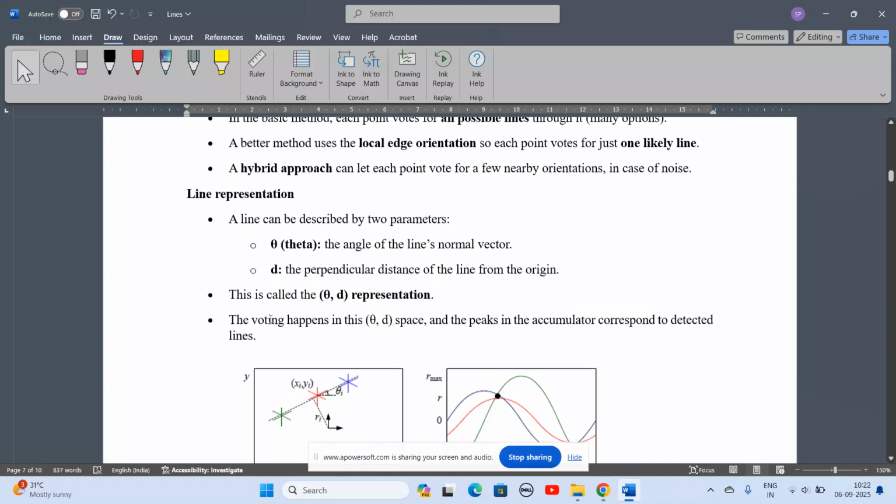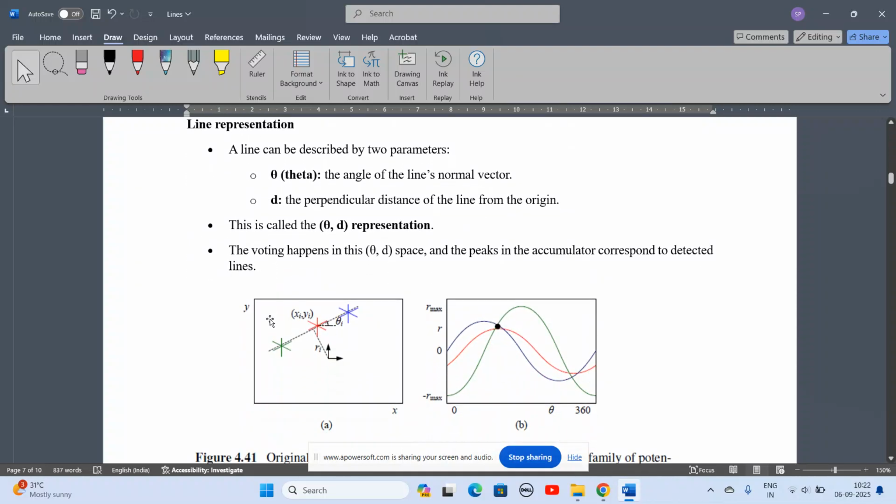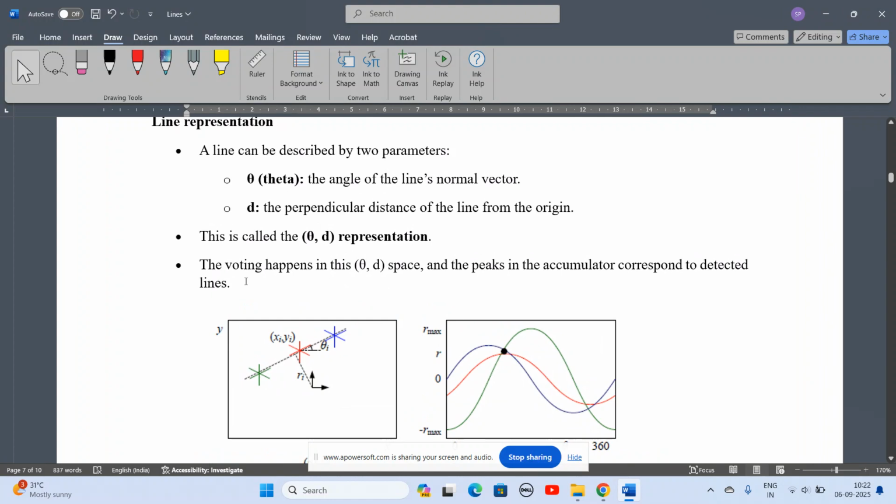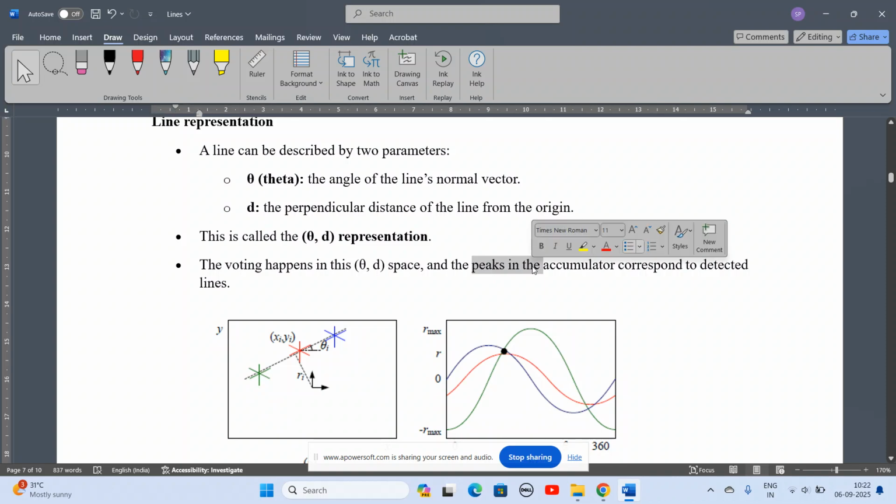Every line is taken with theta and d values. It is not taken with slope and intercept. The theta value represents the angle of the line's normal vector. d is the perpendicular distance of the line from the origin. Every theta, d pair produces a sinusoidal curve. The voting happens in this theta comma d space. The accumulator array is a Hough space, in theta comma d space, and the peaks in the accumulator correspond to the detected lines. The peak is the maximum voting, right?